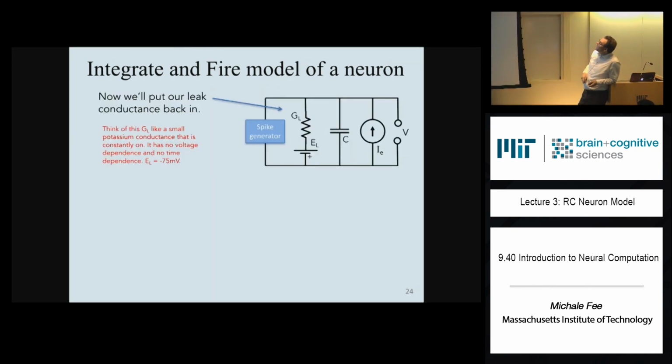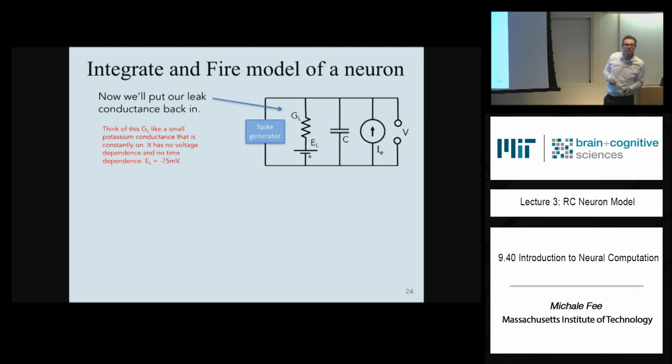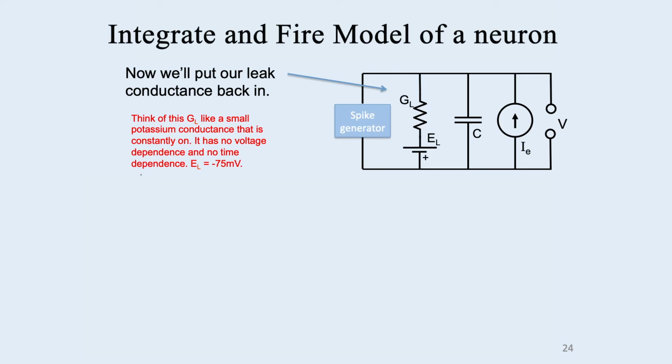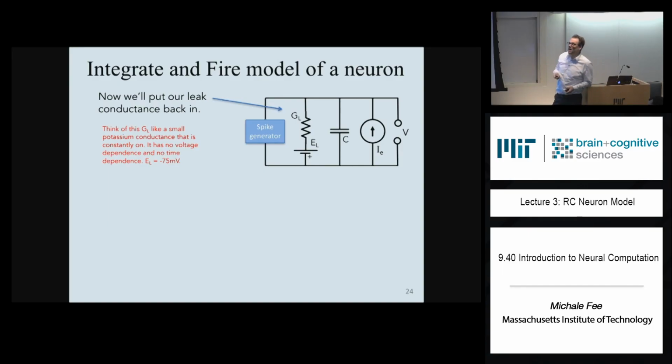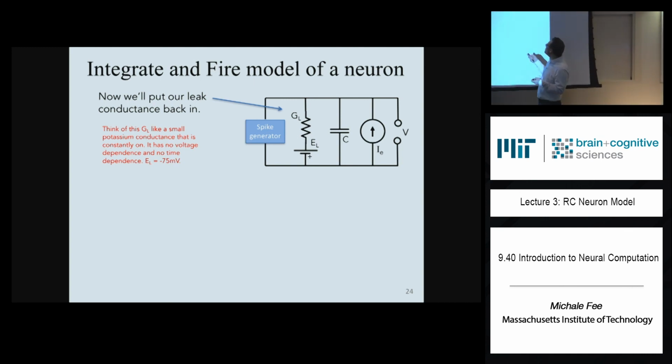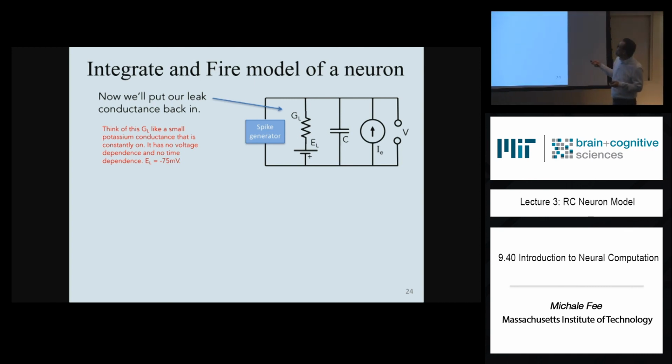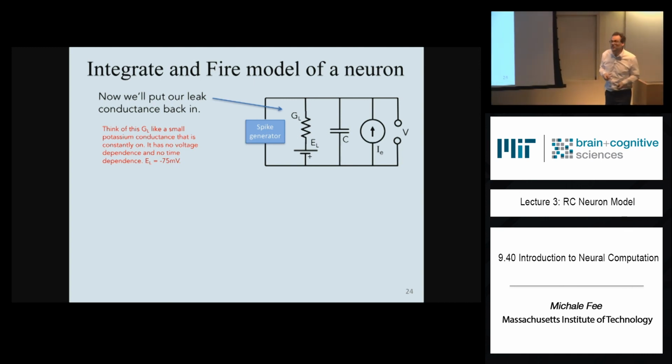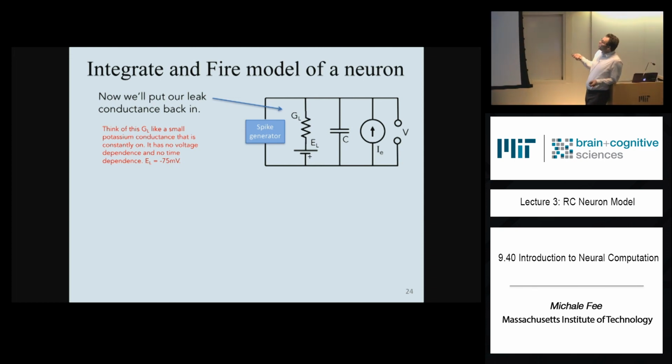All right. Now, let's add our leak conductance back in. We're going to think of it as a potassium conductance. I'm going to call it G leak because I'm going to use something like that later in the Hodgkin-Huxley model. But you should think about it just as a potassium conductance.